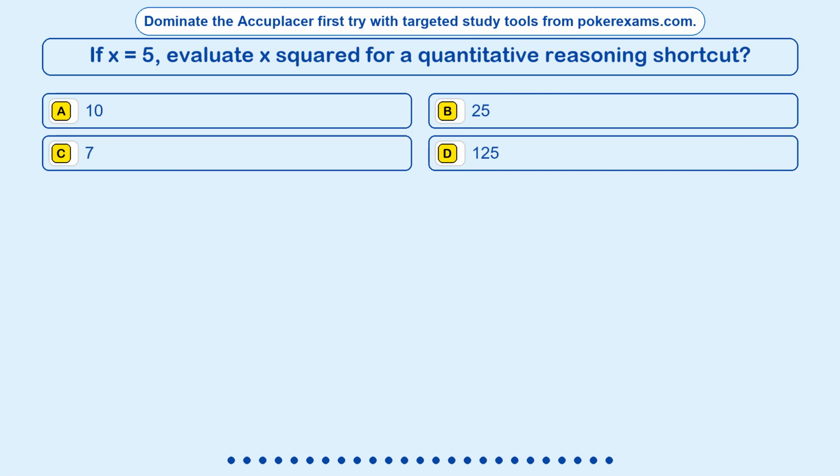Question 7. If x equals 5, evaluate x squared for a quantitative reasoning shortcut. Option A, 10. Option B, 25. Option C, 7. Option D, 125.